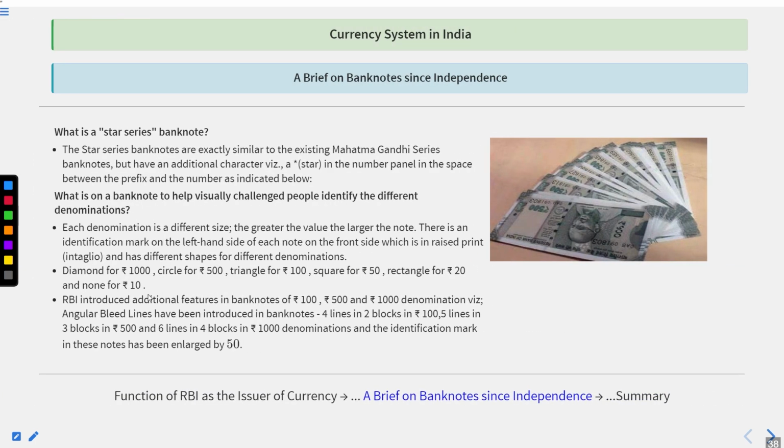A brief on the banknotes. What is a Star Series banknote? A Star Series banknote is similar to the existing Mahatma Gandhi series banknotes, but has an additional character, a star, in the number panel in the space between the prefix and the number as indicated below.